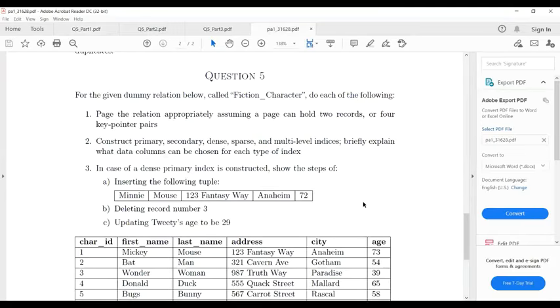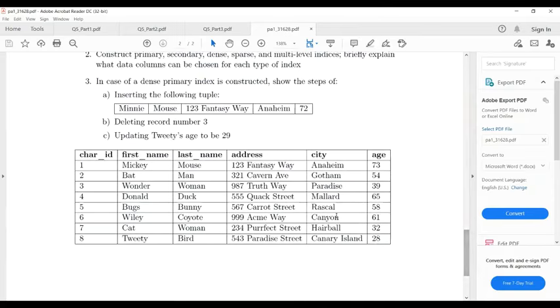Okay, we need to construct a secondary index. For the secondary index, we need to use a column other than the unique column, meaning that while constructing a secondary index, we can't use the primary key or the search key. We should use a candidate key. So we can pick any column which doesn't uniquely identify our table. I'm going to pick the age column.